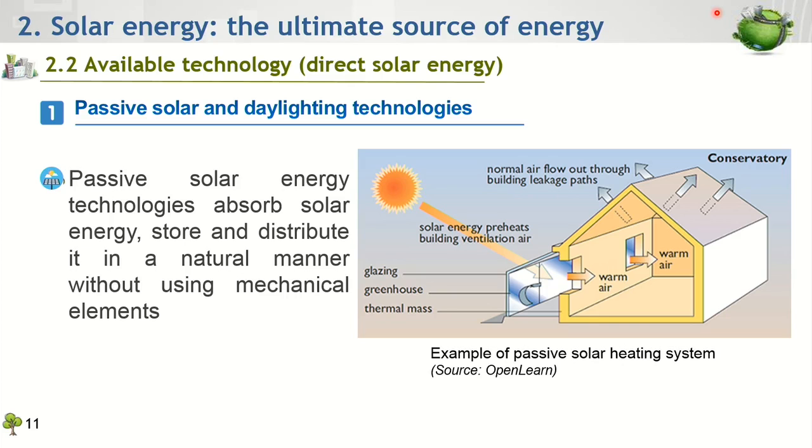So let's begin with the passive solar and daylighting technology. Basically, passive solar energy technology is a type of conversion technology where solar energy is absorbed, stored, and distributed in a natural manner without using any mechanical element. One of the more common examples of a passive solar system is the natural heating system designed for buildings, and you can see it in this image. For such a system, appropriate building design and materials are used as a means to convert sunlight into heat energy that keeps the building temperature warm.